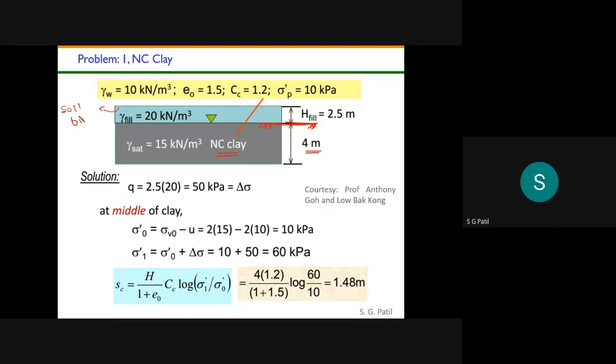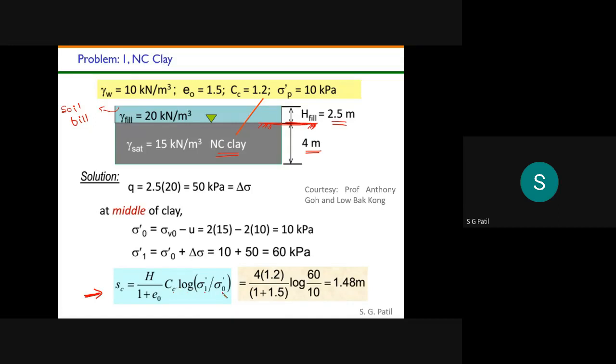Soil fill. Okay, so this thickness is around 2.5 meter. So if you recall that formula, what is that formula? Here you see Sc is equal to H by 1 plus e naught, Cc into log of sigma 1 dash divided by sigma naught dash.